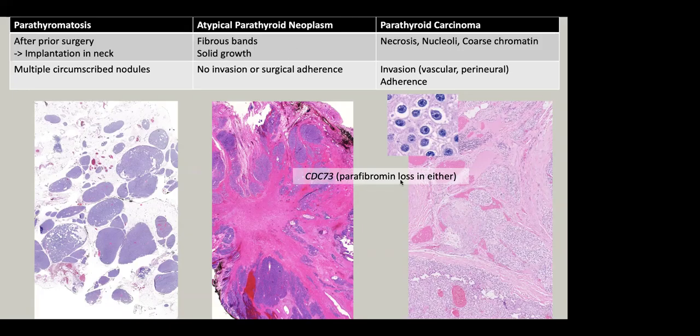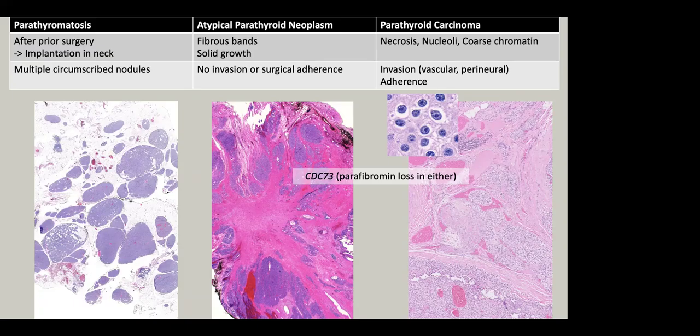If you do parafibromin immunostain and it is lost, that does not mean that it's malignant. It just means that these patients have risk for CDC73 germline mutation. Where did we see CDC73 earlier in this lecture? That's right, hyperparathyroidism jaw tumor syndrome, where you get ossifying fibromas of jaws.